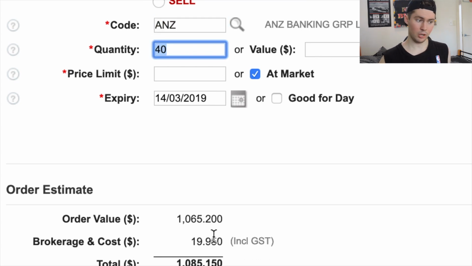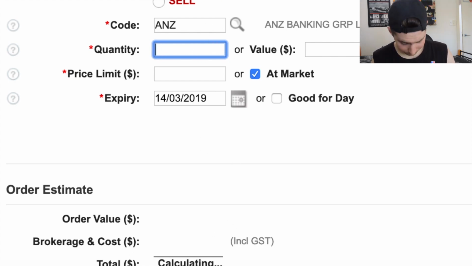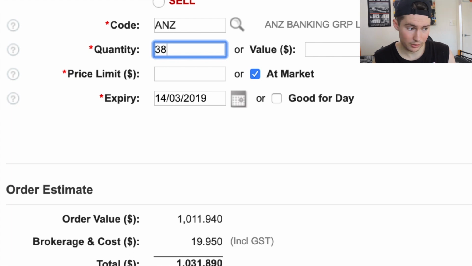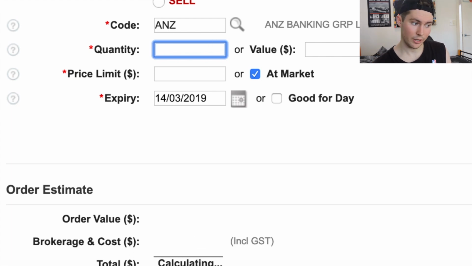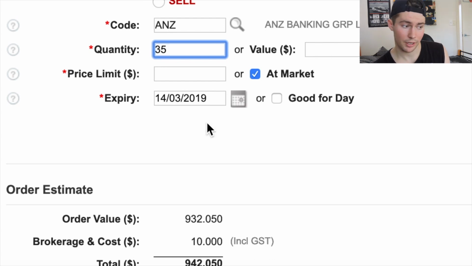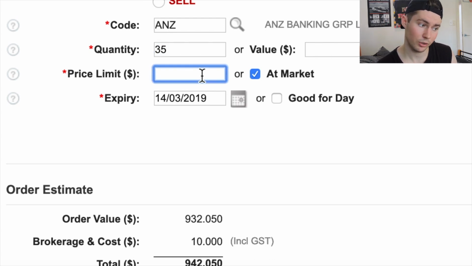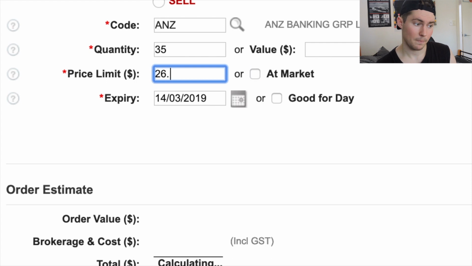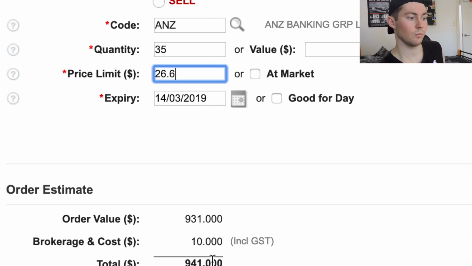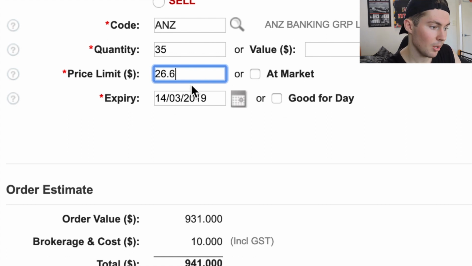Now you get here, you can either put in the quantity of shares you want. So say if you've got $1,000, you divide that 1,000 by the share price, and that's the quantity that you're going to want to put in. Alternatively, you can just put in your money value, amount of capital here.